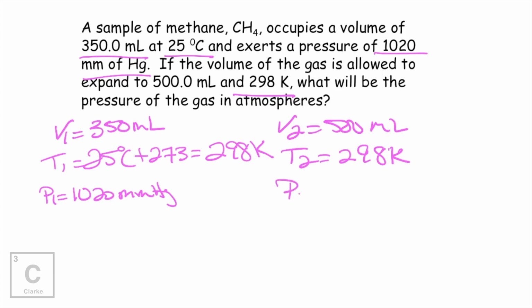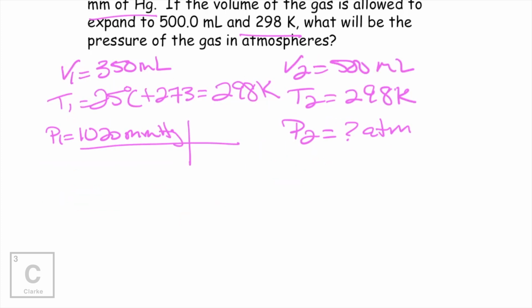So we're looking for pressure 2. But it does say in atmosphere. So we've got two situations here. We need to convert this pressure here into atmospheres. Let's do that first. Okay, so I'm going to set my little problem up. I'm going to remember, I need to scoot that up just a little bit.